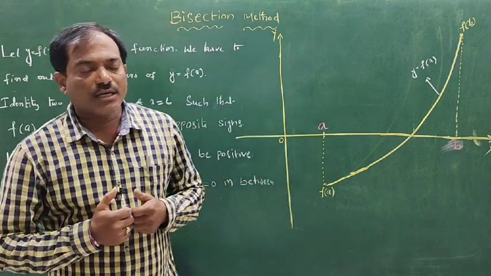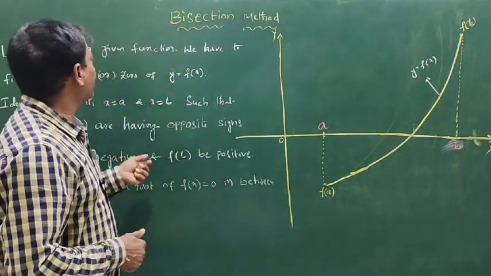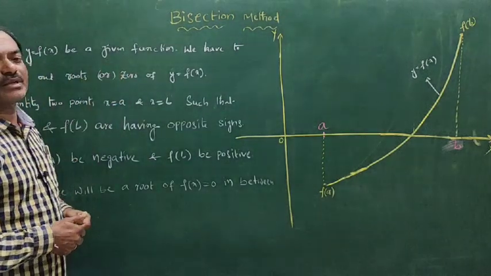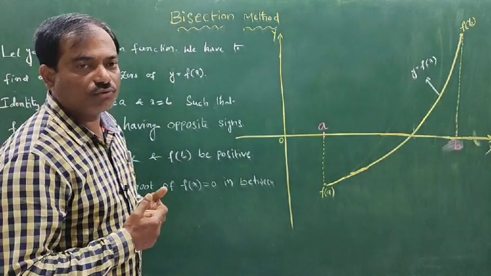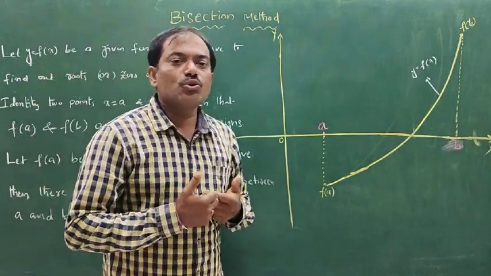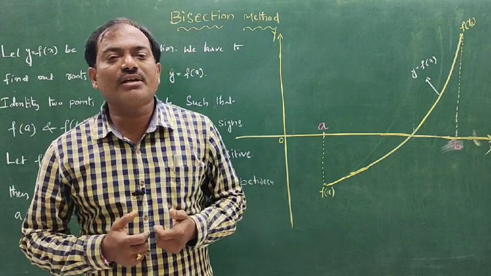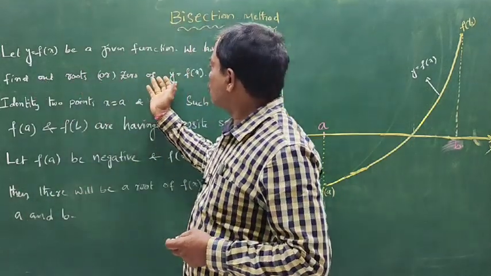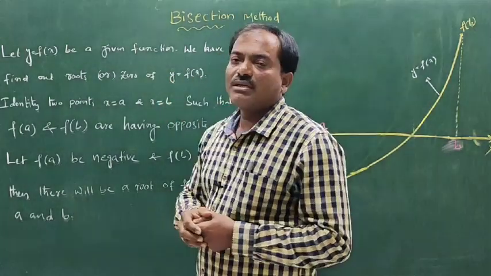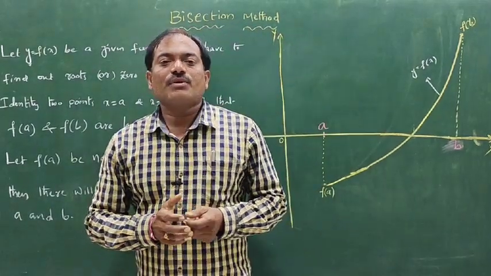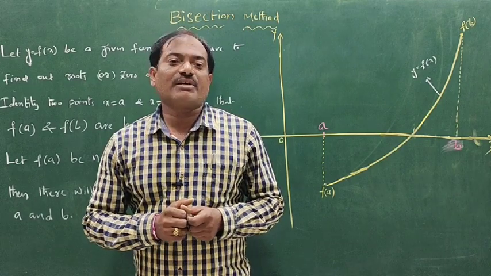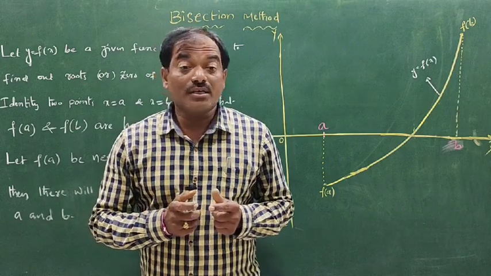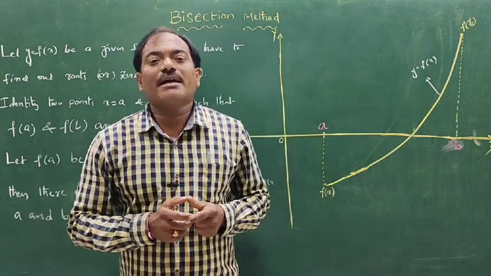So if any equation is given, for example here, let y equal to f of x be a given function. Our task is to find a root or zero of the given equation. So here, find the roots or zeros of y equal to f of x. In this process, first we have to find the interval in which the root lies. Here we use a trial and error method.